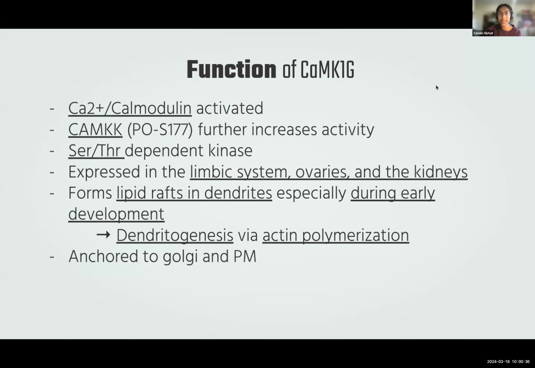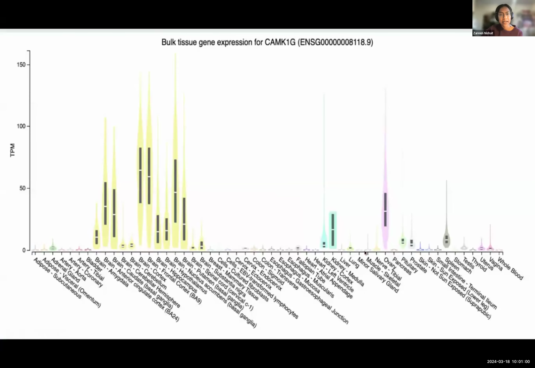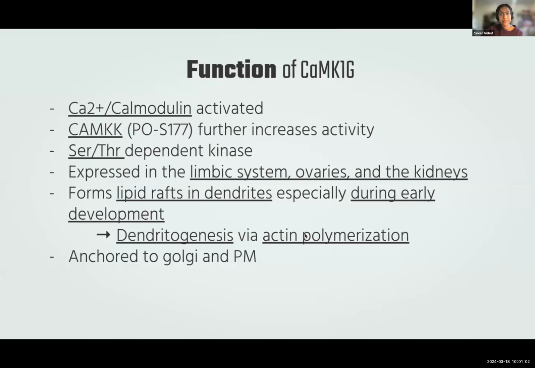It's expressed highly in the brain, especially in the limbic system, a bit in the ovaries, and a bit in the kidneys as well. Its main job is it forms lipid rafts and dendrites, especially during early development in cortical neurons. And it does this through dendritogenesis via actin polymerization. And it's anchored to the Golgi and PM, as through Phobius I saw it was non-cytoplasmic. You can see highest in amygdala, cerebellum, a bit in brain, ovary, and kidney.